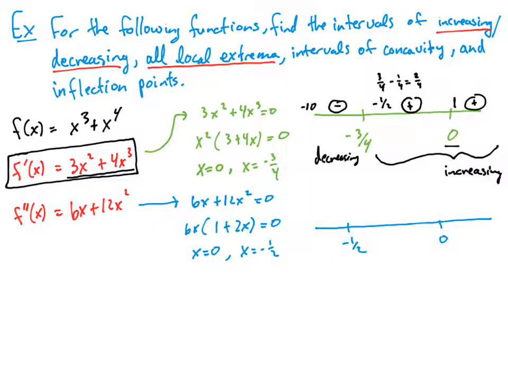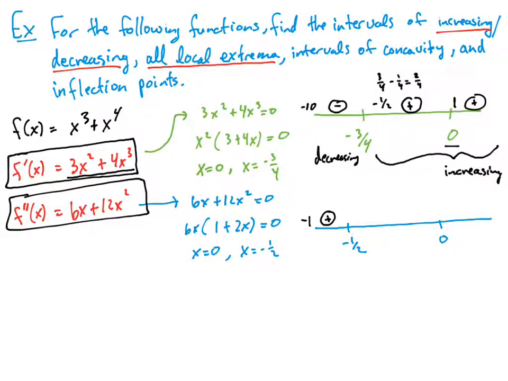Okay, and same thing. We want to pick values inside each of these intervals and test this time in the second derivative. To the left of negative 1/2, how about negative 1? Plugging in negative 1, negative 1 squared is positive 1 times 12 is 12. Plus 6 times negative 1 is still a positive value, so this will be positive here.